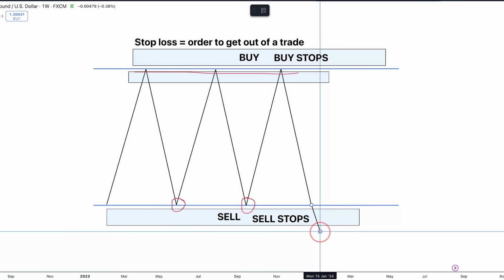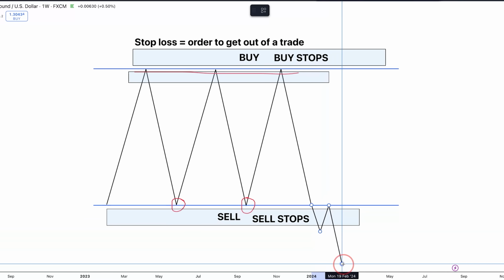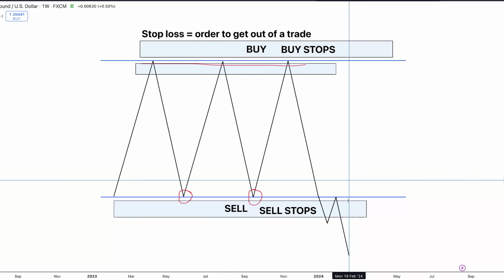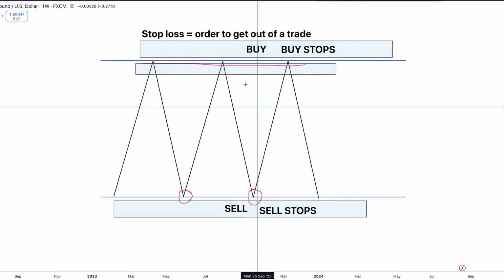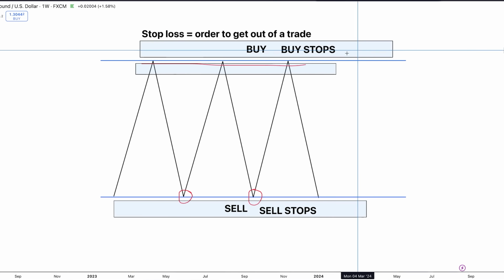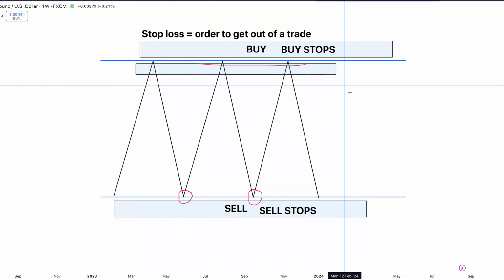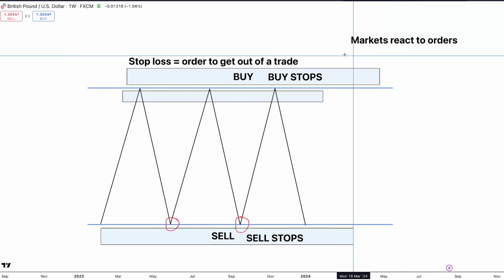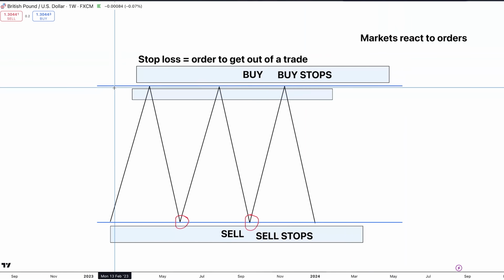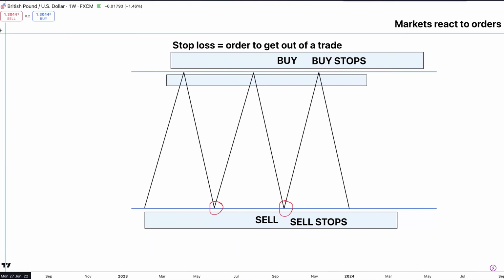So when the market breaks, they will be triggered into a short, expecting the market to continue moving down. So we know there is a massive amount of orders beneath and a massive amount of orders above equal lows and equal highs. But here's the thing, markets react to orders. So basically, the only reason markets move is because there is a number of buying or selling going on.